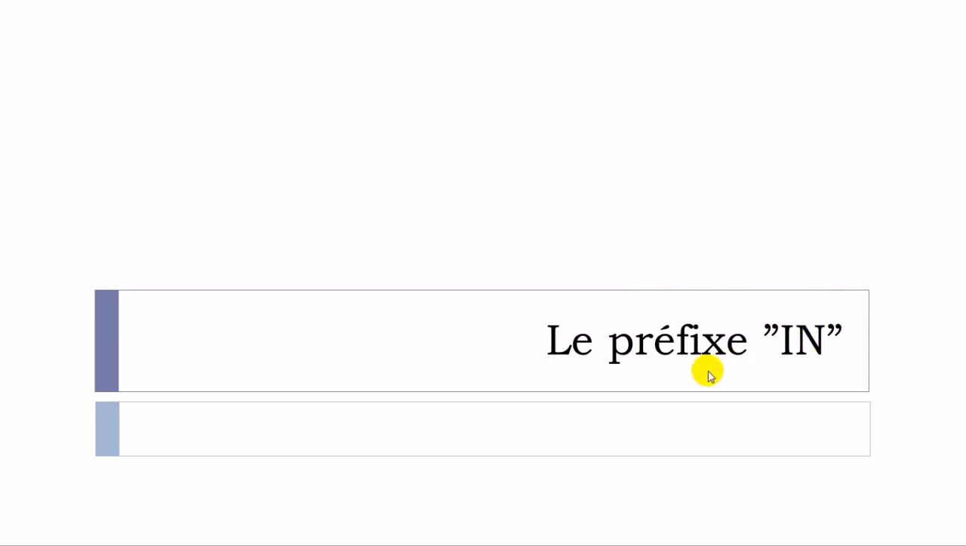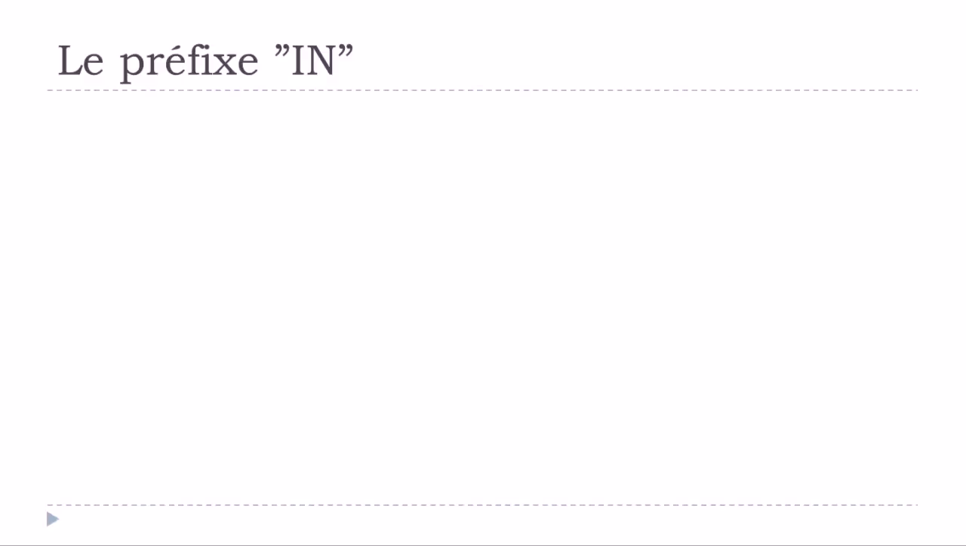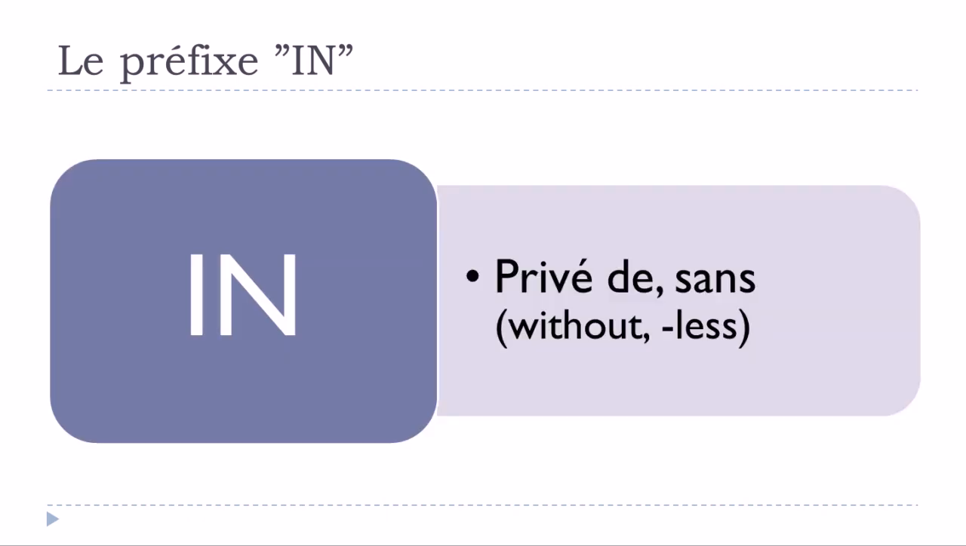Will be le préfixe in. Okay, so remember, when we're talking about prefix, we were just talking about letters that you will put in front of existing words, and by adding these letters you will modify the original meaning of the word. Okay, so in that case this in prefix will mean privé de or sans. Okay, privé de, sans. And this in will be used when the original word is starting with a vowel or h plus une voyelle. Okay, so let's see a few examples now.